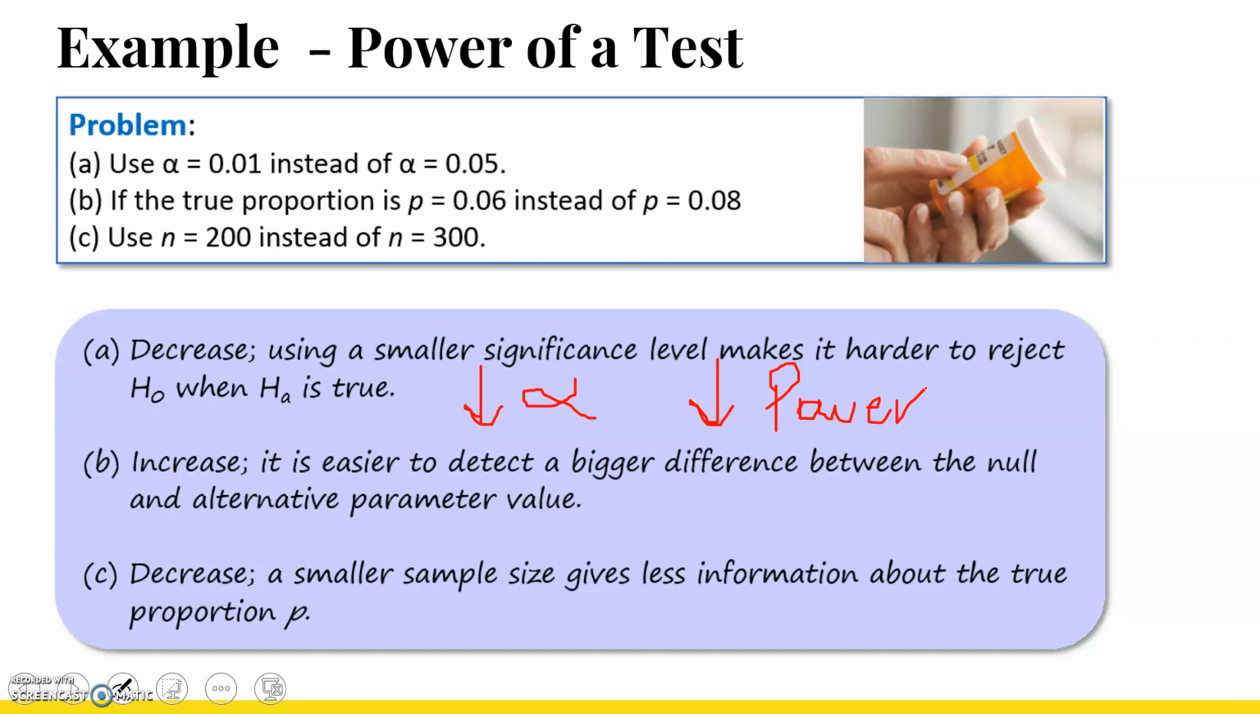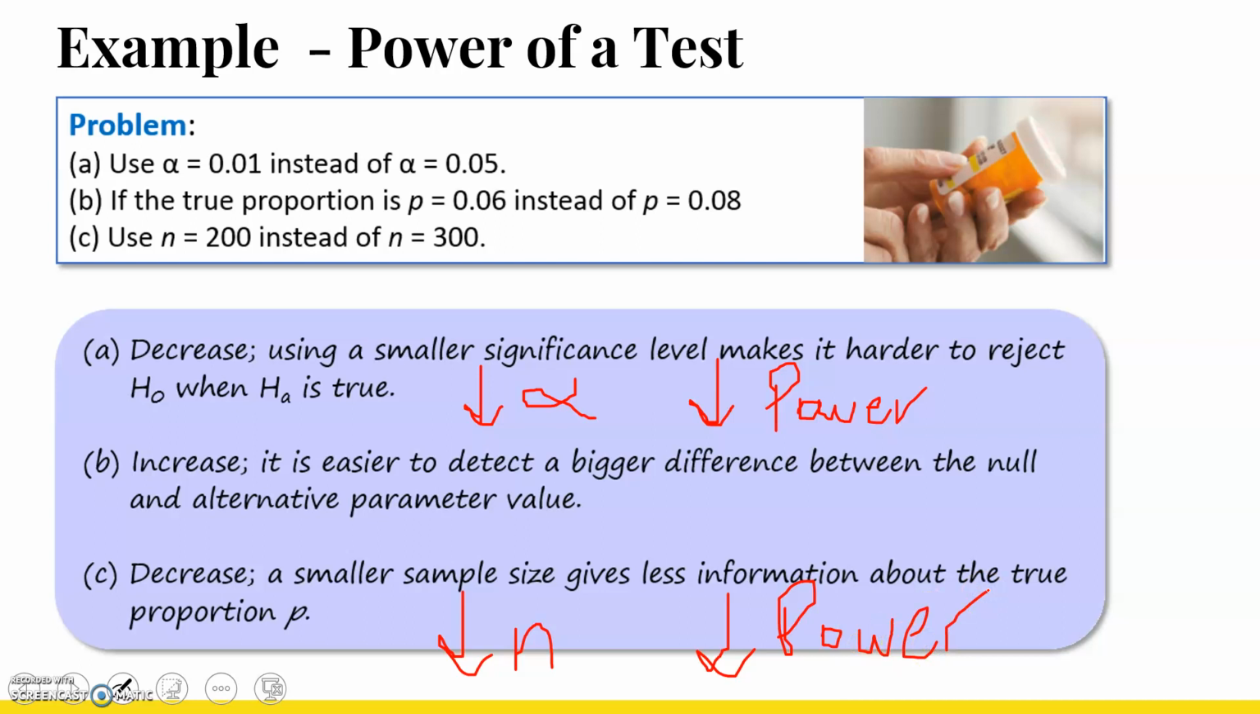In part B, power is going to increase. When your parameter value is further apart from that null value, if there's a bigger difference between the null and alternative parameter value, you're going to get that increase in power. And for part C, remember that with a smaller sample size, there's a direct relationship. Sample size goes down, then power will also go down.